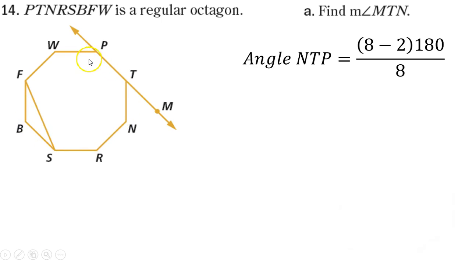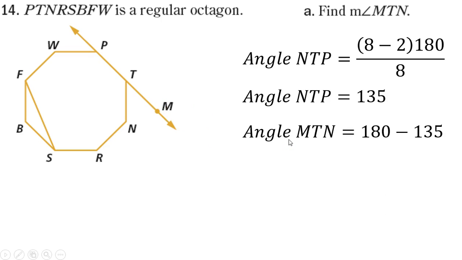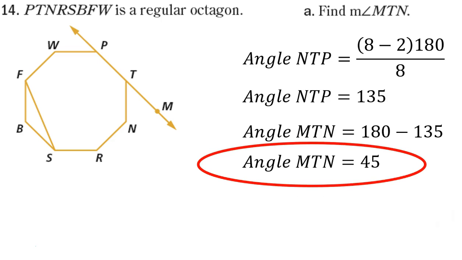Dividing by 8 will tell us the measure of one angle, and I want the measure of this one angle right here, NTP. So I do that simplification and I get 135, because 8 minus 2 times 180 divided by 8 is 135. So angle NTP is 135 degrees. The exterior angle, MTN, is supplementary to that. It adds up to 180 because they form a linear pair. Well, 180 minus 135 is going to tell us the measure of MTN, which is 45 degrees.